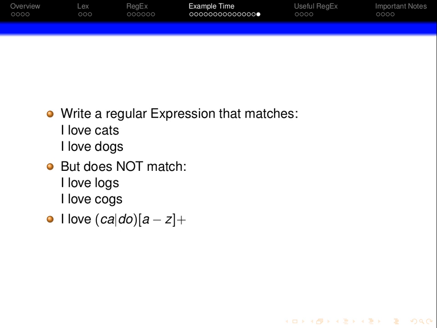Because if it doesn't just check the characters or groups before and after that, then how does it know when to stop? Does it only stop at parentheses? So it's a finite state machine. It's going to be very simple. Start with I, space, love, space. Okay, parentheses, we've got to evaluate this whole thing. CA or DO, so it's either going to have CA or DO followed by A through Z plus, so one or more A through Z characters.